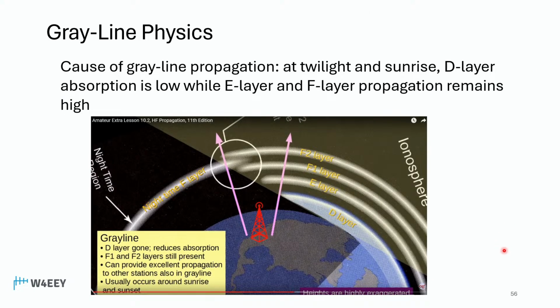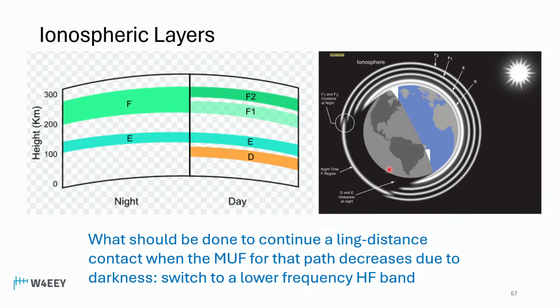So the physics of gray line, again, we see that it's caused by the effect of having one half of the Earth in darkness and one in light, and then the difference between the two being the gray line. Because of gray line propagation at twilight and sunrise, the D layer absorption is low, while the E and F layer propagation remains high. That's why the magic of gray line works. Another view of the different ionospheric layers during the day. These layers will appear at various heights. At night, they meld, the E layer remains, and the F1 and F2 wind up being just an F layer.